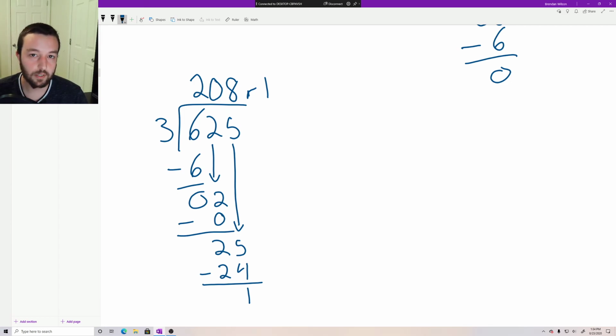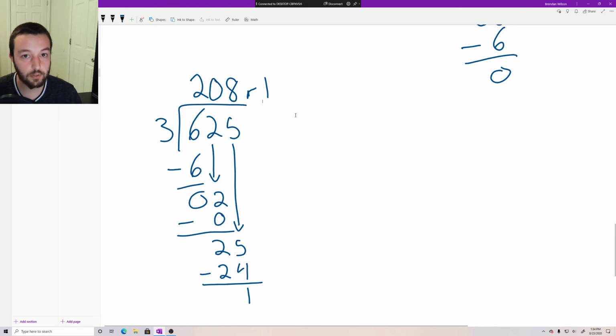So we'll have different ways to write this later, like 208 and 1/3, for example, or we'll write it as a decimal, but we'll talk about those in the fraction and decimal chapters. For now, we're just going to write it as 208 remainder 1. If you put this in your calculator, you'll probably get 208.33333 forever, and that's what we would get if we did it with a decimal, but that's the same thing as just remainder 1.